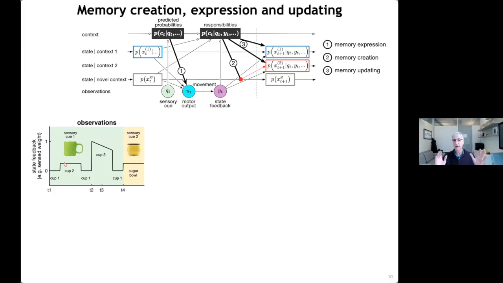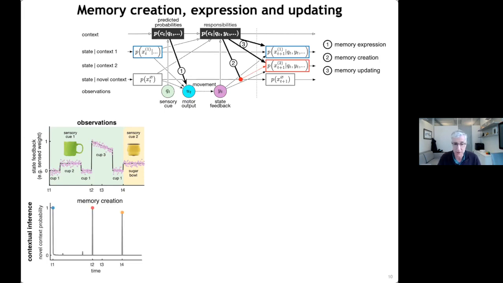The input we're going to give to the model are the discrete sensory cues, Q1 and Q2, and a noisy version of the state feedback. So all that goes into the model are these purple dots and Q1 and Q2. The first thing the model does is estimate at each point in time how probable it is that I'm in a novel context. Is my novel context, my prior, a better explanation of what's happening now than all the memories I've got? To start off with, the novel context probability is high since you have no memories.